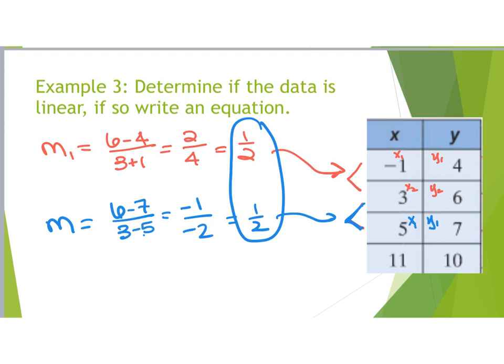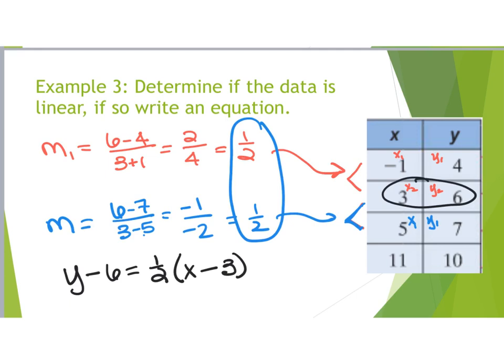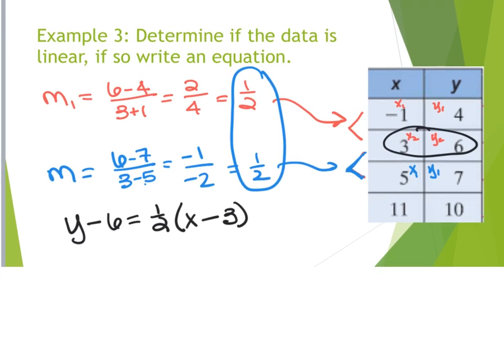And because they are linear, we can now go ahead and write an equation. So I'm going to use point-slope form, and I'm just going to pick a point. It truly doesn't matter. I'm going to pick the point 3, 6, just because I can. So I have y minus my y value, which is 6, equals m, which is my slope that we just found, 1/2, times x minus the x value that went with the 6, which is 3. And now I'm just going to simplify like I have been doing all along. So I have y minus 6 equals 1/2 x minus 3/2.